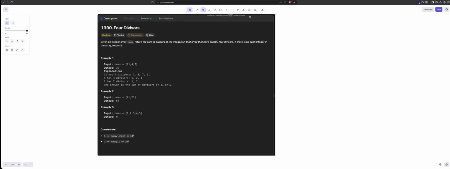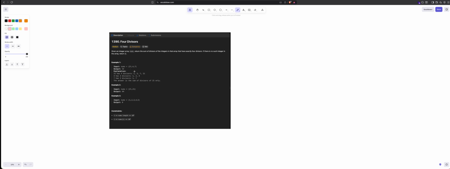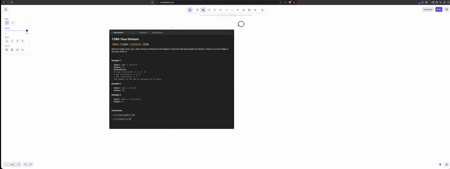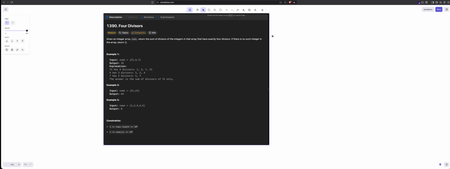To go through this, let's try to understand the problem by checking the examples one by one. Given example 1, we have 3 integers, which are 21, 4, and 7. So how do we get the output of 32? We need to find each integer in here that has a total of 4 divisors.